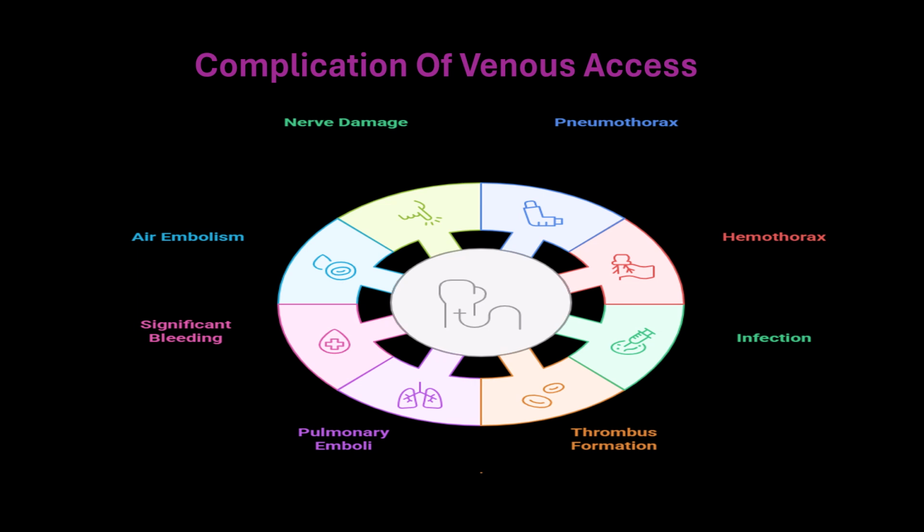Third, with a pacemaker you should expect some complications. First, complications of the venous access: pneumothorax, which is more common with the subclavian, and likewise hemothorax with the subclavian. Infection is more common with femoral venous access. Also thrombus formation, pulmonary emboli, significant bleeding, especially with subclavian because of the difficulty of compression, air embolism, and nerve injury.